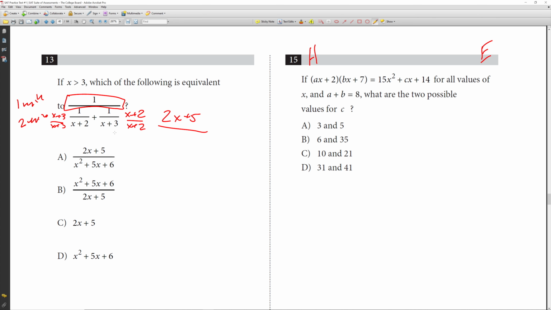So just remember to FOIL this out. So you have x squared, which is this one. Then you have this one plus 3x. Then you have plus 6 plus 2x. All this is the denominator. So this simplifies to x squared plus 5x plus 6 in the denominator.